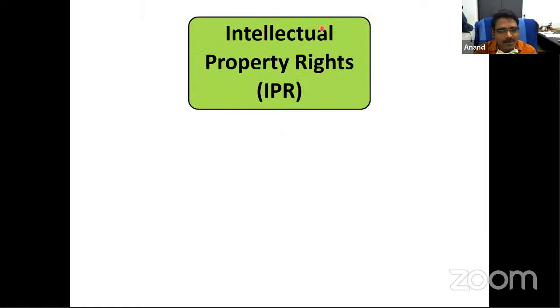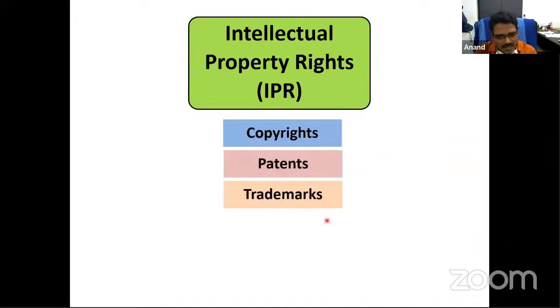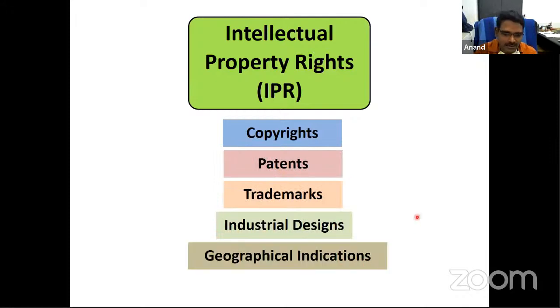So intellectual property rights include all of these: copyrights, which we have always heard of, then patents, trademarks, industrial designs, and geographical indications. All of these come under intellectual property rights. The world over, there are organizations in every nation, every country, where these rights are protected, and the people who hold any of these are given a privilege to hold on to their intellectual property.